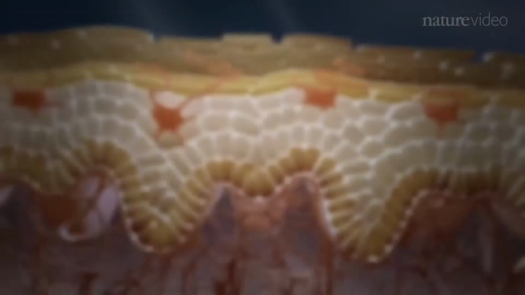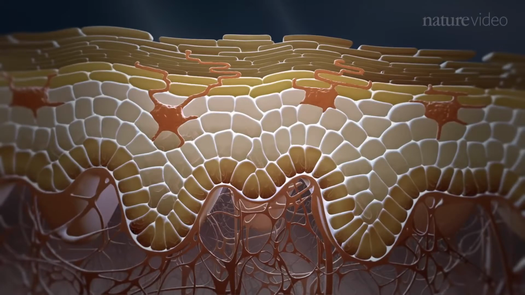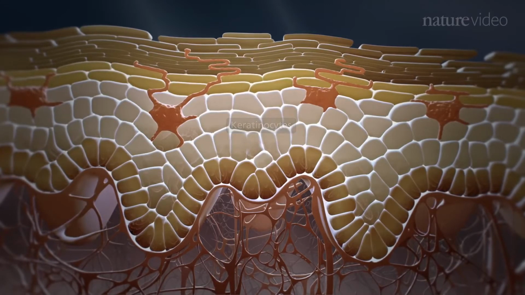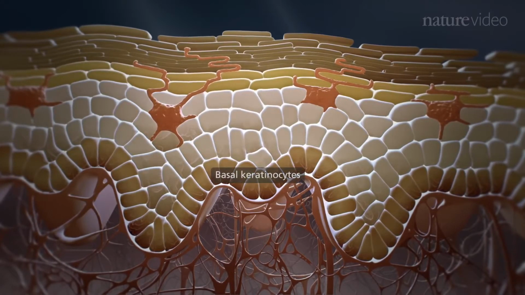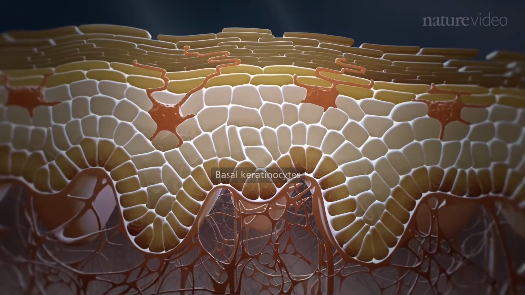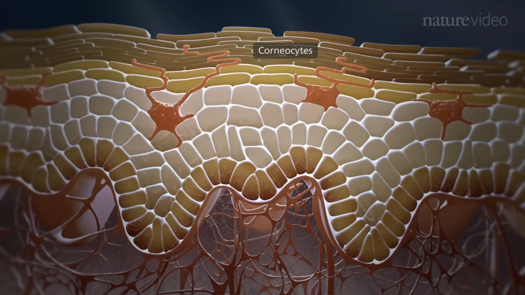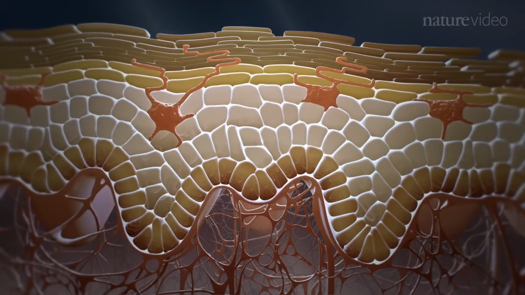The epidermis is composed of highly specialized epithelial cells known as keratinocytes. They are continuously replenished from just one layer of basal keratinocytes, which divide frequently. Dead cells called corneocytes form the outermost layer and are largely responsible for the barrier function of the skin.